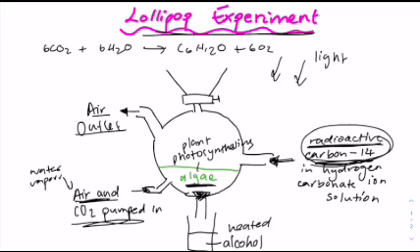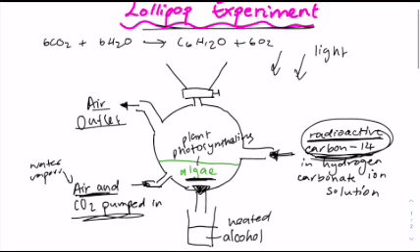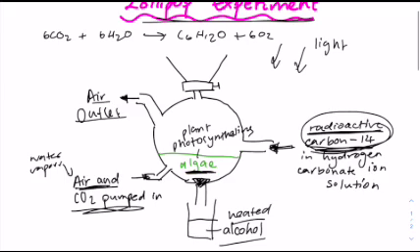So after a set amount of time, the algae is put into this solution of heated alcohol. And this basically kills the plant by preventing cell metabolism in it. And the algae actually does need to be dead so that we can analyze it.